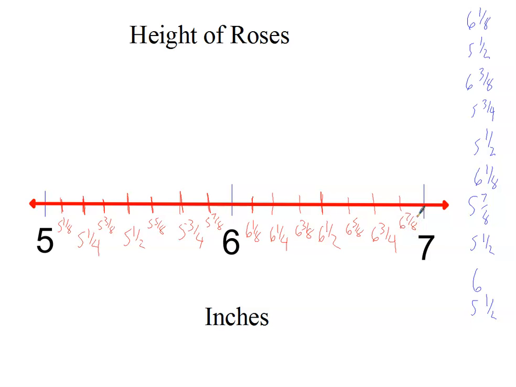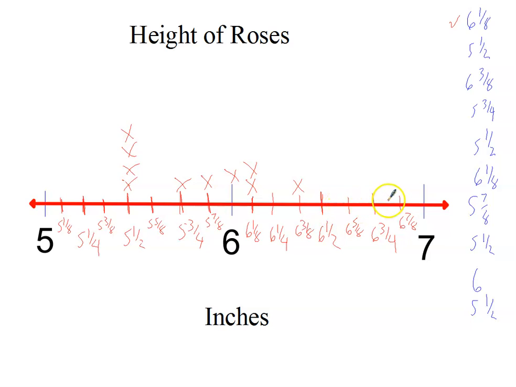And I just start putting my x's where they go. I got a 6 1/8, 5 1/2, 6 3/8, 5 3/4, 5 1/2, 6 1/8, 5 7/8, 5 1/2, 6, and 5 1/2. So if I'm just looking at the bar graph part of the line plot, most of the roses were 5 1/2 inches. In fact, there were 1, 2, 3, 4 of them. That was also the shortest rose, and the tallest rose would have been 6 3/8.